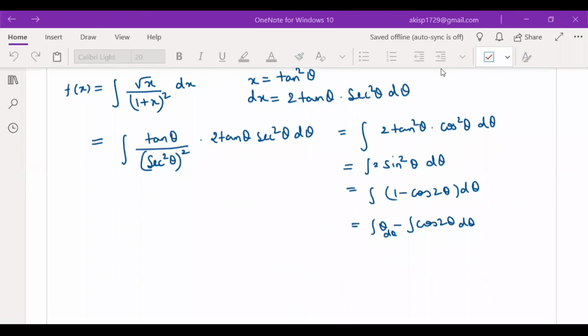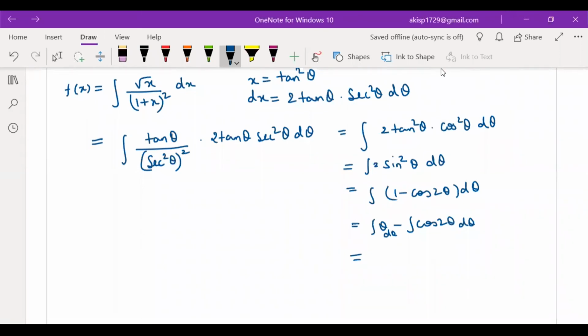So the integral of 1 d theta is nothing but theta, minus the integral of cos 2 theta, which is sin 2 theta by 2, plus a constant. So this is the integral. But this integral is in terms of sin theta. We can convert it in terms of tan theta. So this is nothing but theta minus sin 2 theta, which is 2 tan theta by 1 plus tan square theta, into 1 by 2, plus this c.